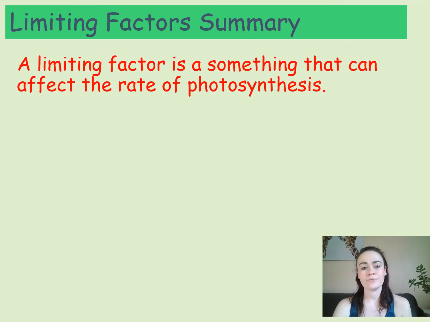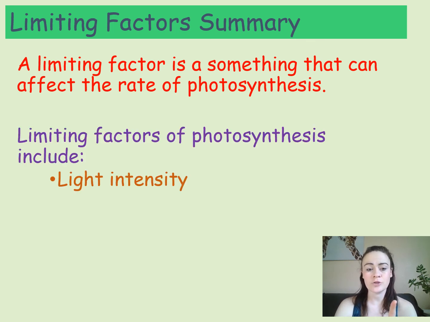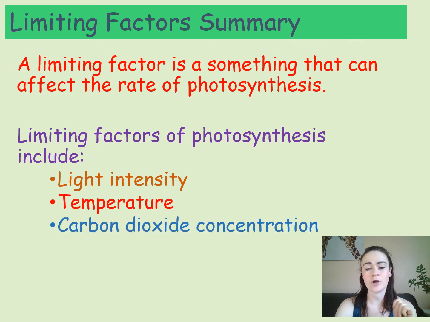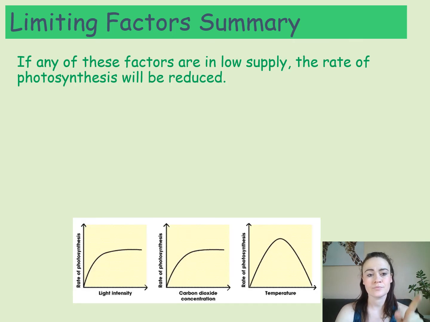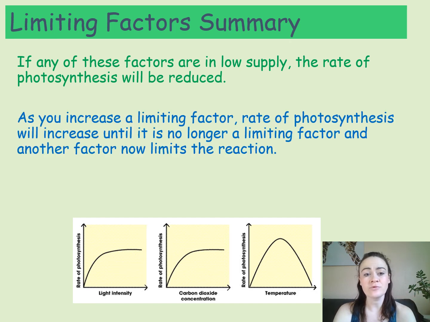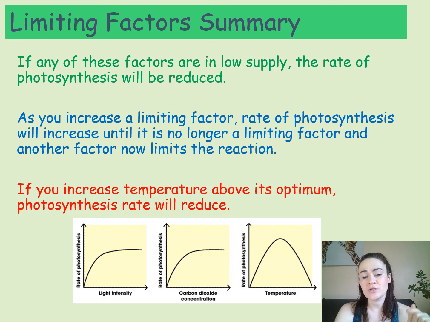Let's have a little summary. Okay. Limiting factors is something that can affect the rate of photosynthesis. They include light intensity, temperature, and carbon dioxide concentration. If any of these factors are in low supply, the rate of photosynthesis will be reduced. It's going to be low because the chemical reaction needs these things. If you increase the limiting factor, the rate will increase until it's no longer a limiting factor, and then something else will be the one that's limiting the reaction. But if you increase temperature above its optimum, so this peak here, photosynthesis will then start to reduce.